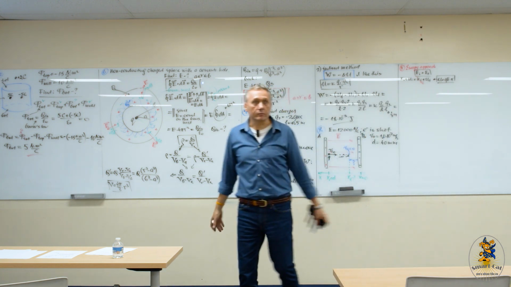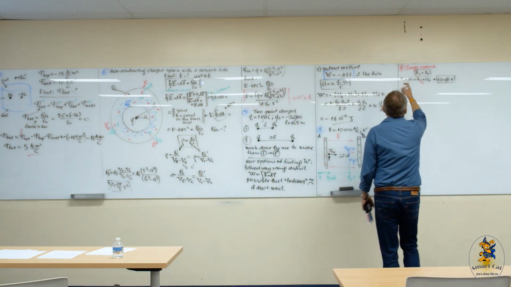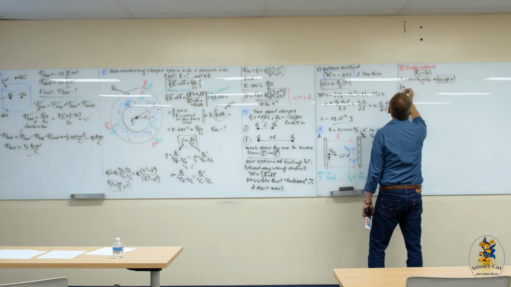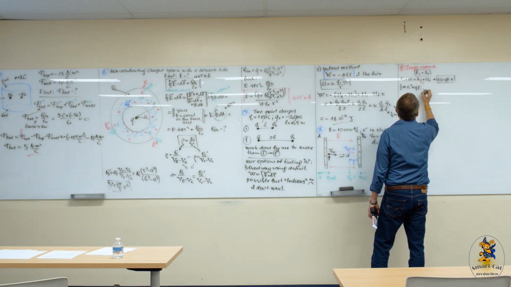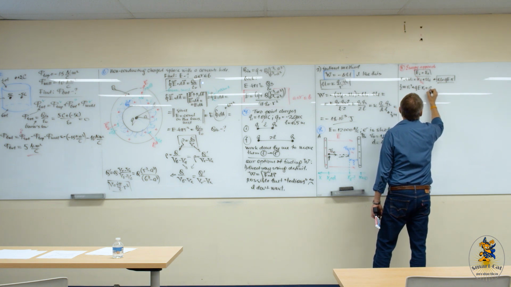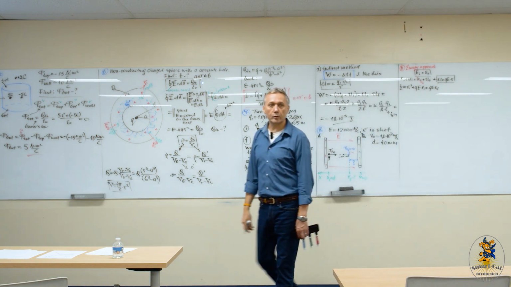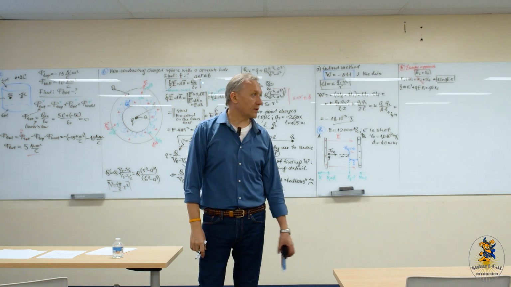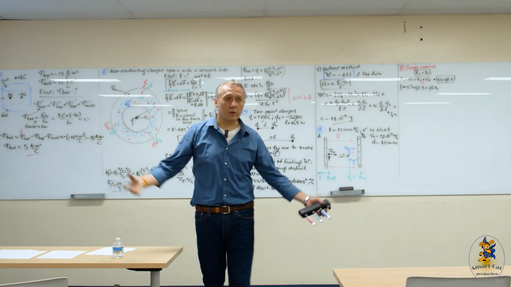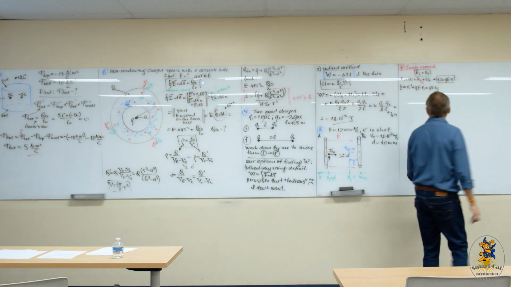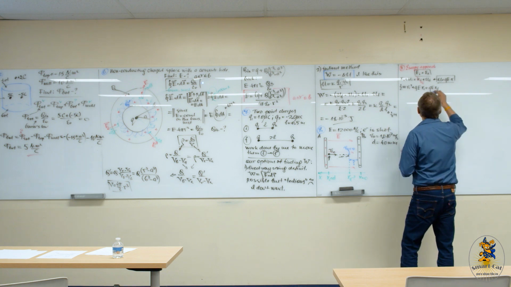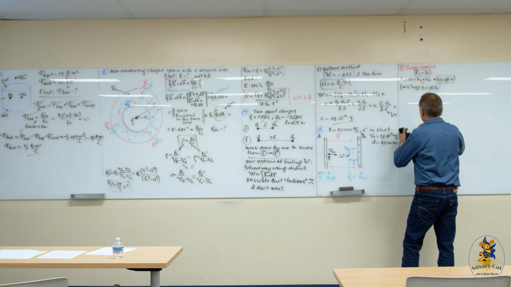Okay, so now let's just write it down and see what we're going to get. One half m v initial squared plus Q E x initial equals Q E x final. How many unknowns? x final. The rest is given. So one unknown, one equation. Physics is done. Physics is over. Now we just need to solve it for x final. So this is our question.